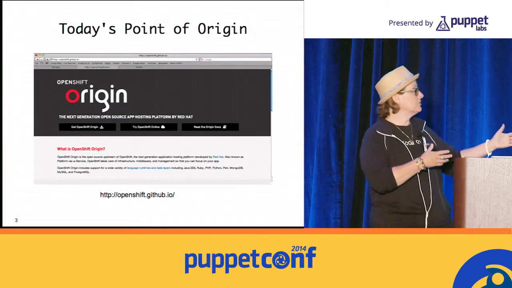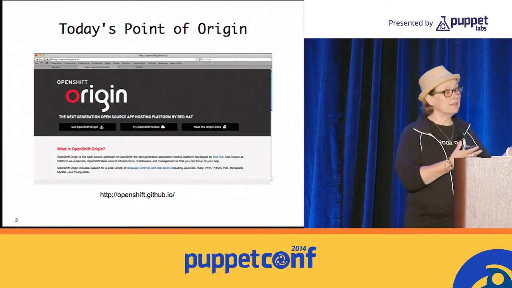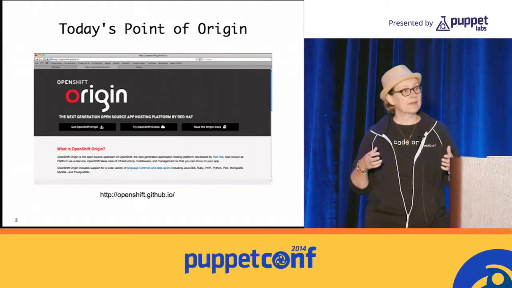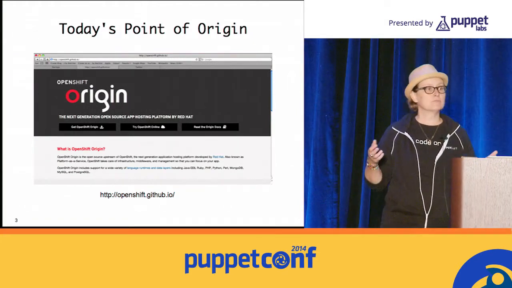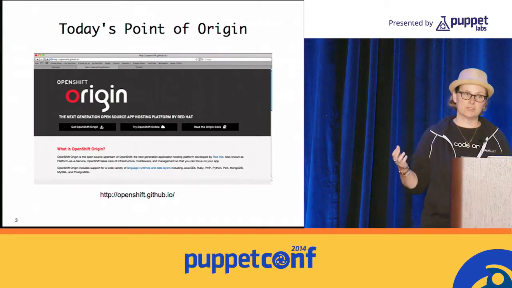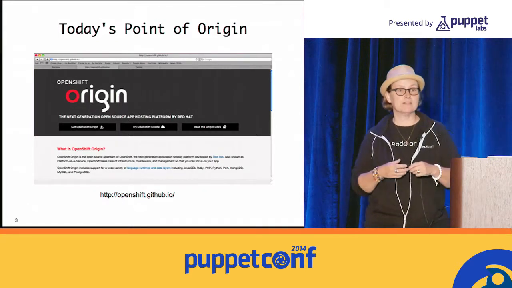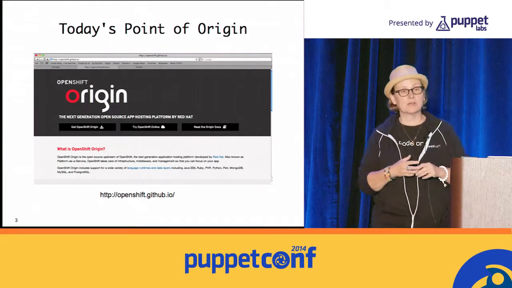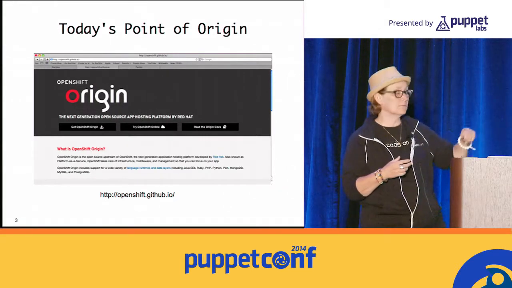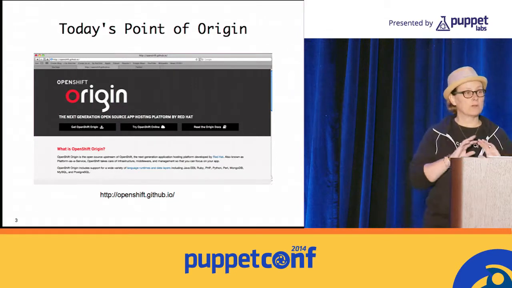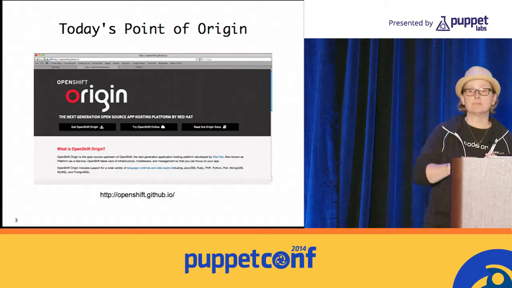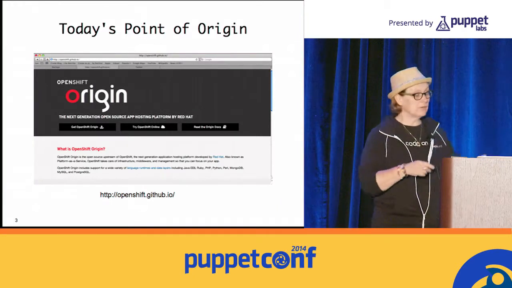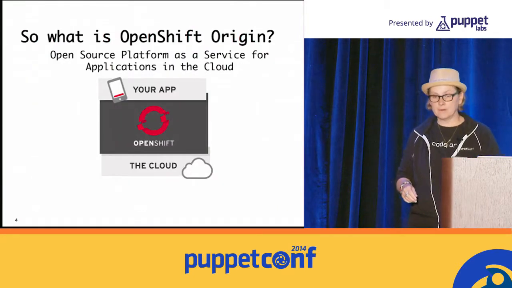So the point of origin for everything today, if you want to get anything about Origin, is GitHub. As I said, it's an open source project. Red Hat sponsors about 100,000 plus open source projects, and this is one of them. It's a very important piece of their cloud offering. And you can find everything that I'm talking about today if you go to openshift.github.io. It'll walk you through all the installation guides, the Puppet modules, how to use it, contributor guides. Everything that I talk about today will be here and easy to find there.